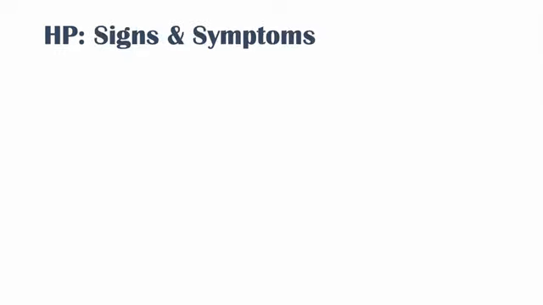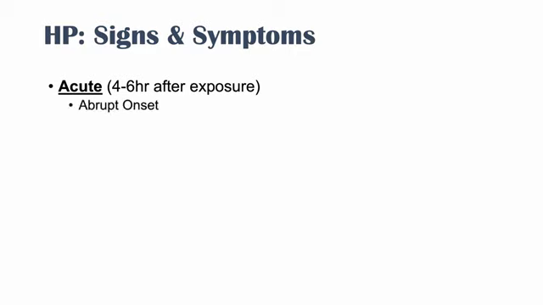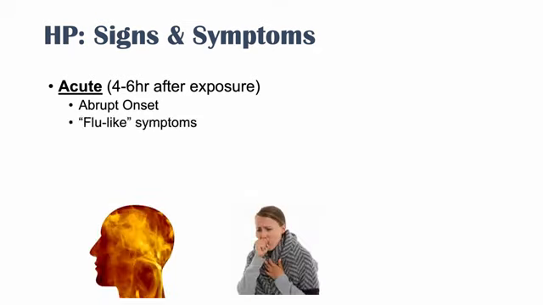What are some of the signs and symptoms of hypersensitivity pneumonitis? We actually break down the condition of hypersensitivity pneumonitis into a few stages. The first is the acute phase or the acute stage. It usually occurs within 4 to 6 hours after the exposure to a particular antigen. Usually has an abrupt onset with flu-like symptoms. So it looks like the individual has some kind of a respiratory tract infection.